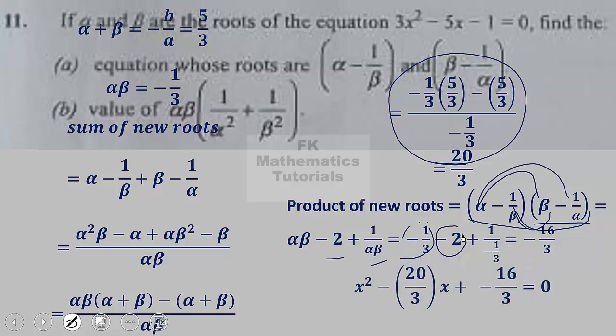So the equation is given by x squared minus the sum of new roots, which is 20 over 3, x plus the product of new roots, which is negative 16 over 3, equals 0. When you multiply through by 3, you get this equation.